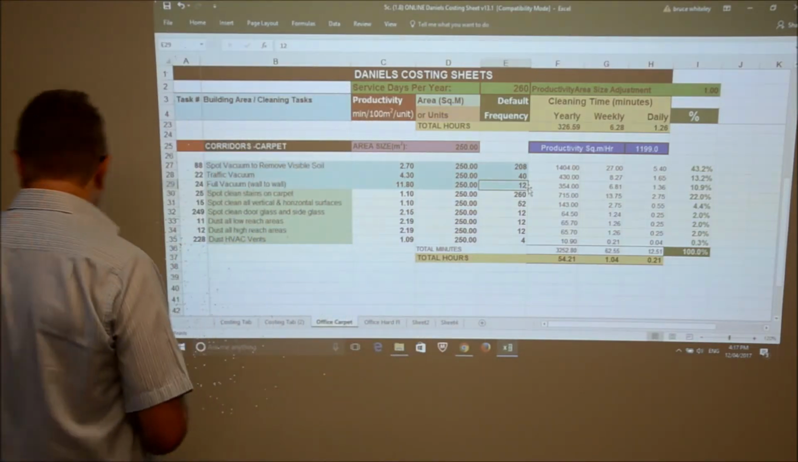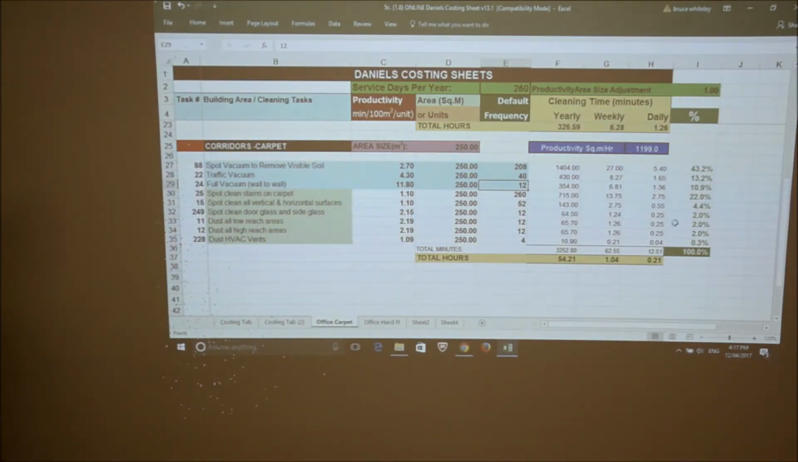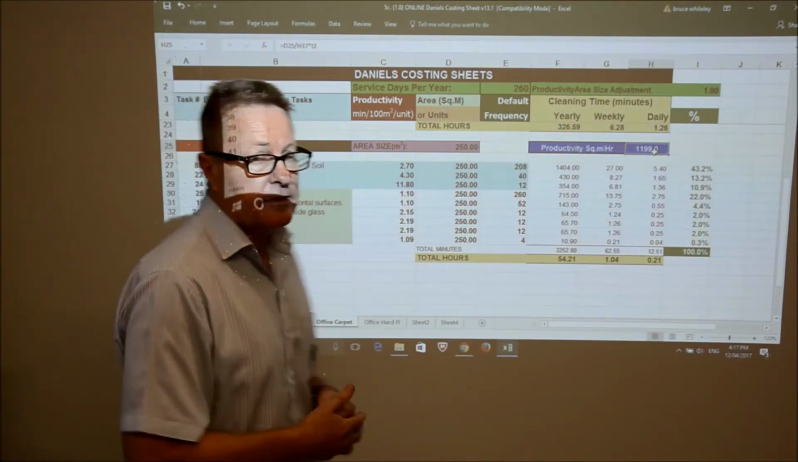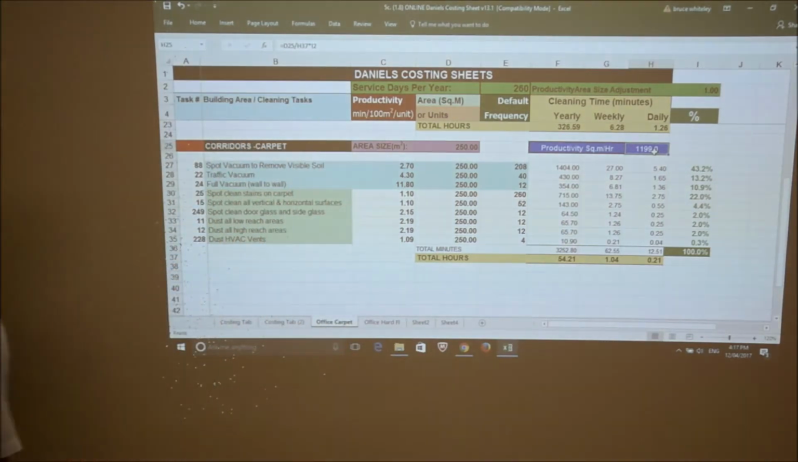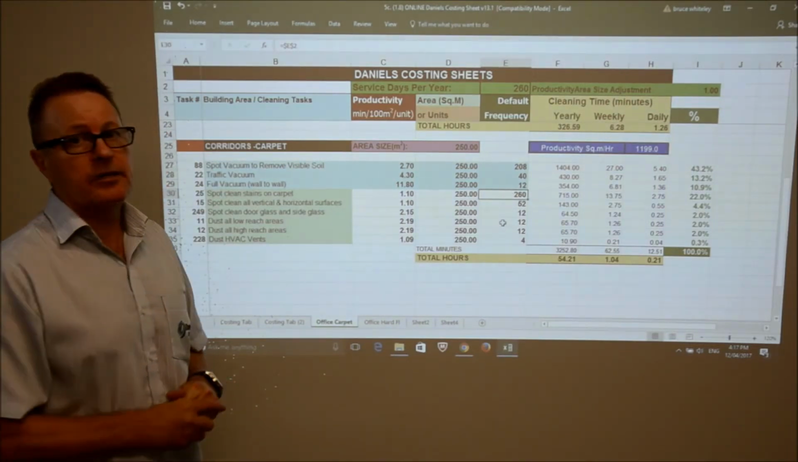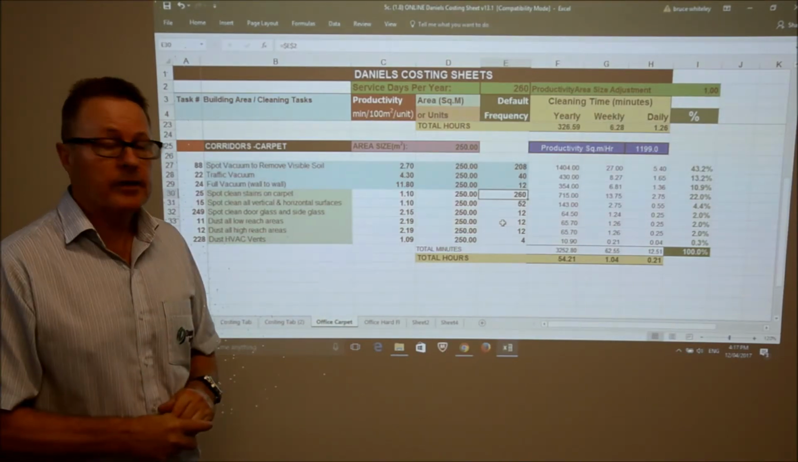So that's now changed our productivity a little bit, and we've come down to just under 1200 square metres an hour. But that's probably a more realistic specification for cleaning a carpet. The other thing to note here is we've also put in, we're going to spot clean stains on carpets 260, which is 5 days a week.